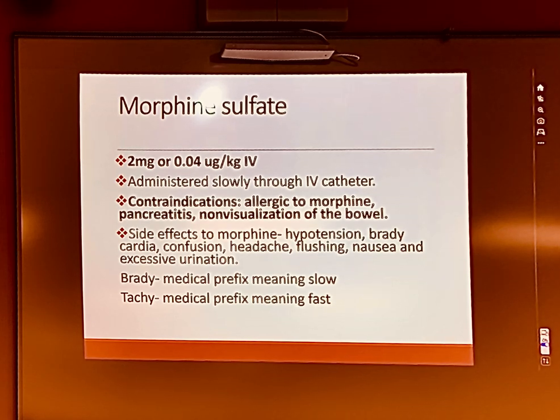So it is always important to watch your patient after you administer any kind of medication, but especially morphine, because it is a respiratory depressant. So you want to watch your patient for bradycardia, hypotension, confusion, anything like that.